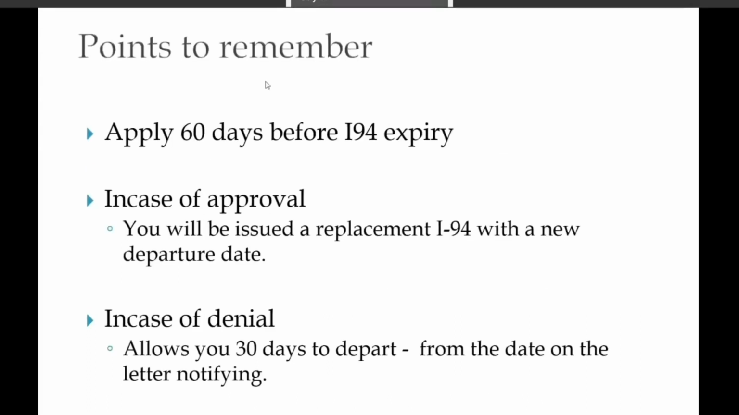So coming to the points to remember. What are the things we have to remember before we start doing the B2 extension or change of status? The first thing is you have to apply 60 days before your I-94 expiry. And in case of approval, you will be issued a replacement I-94 with a new departure date. In case of denial, you will have 30 days to depart from the date on the letter notified. So make sure you apply 60 days before your I-94 expiry, even for extension or for change of status.